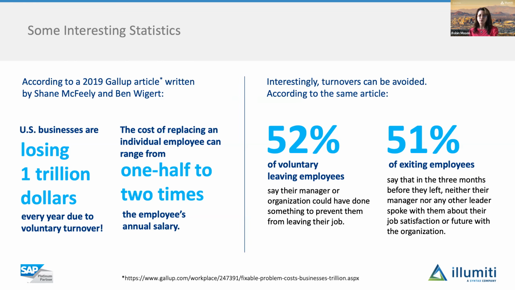According to a 2019 Gallup article, US businesses are losing $1 trillion a year due to voluntary turnover. And no, that is not a typo. And what's kind of shocking about this is that this statistic is from 2 years ago, before the start of the Great Resignation, which is when people really began reassessing their lives and careers and leaving their jobs in high droves. I wouldn't be surprised if this number is even higher this year.